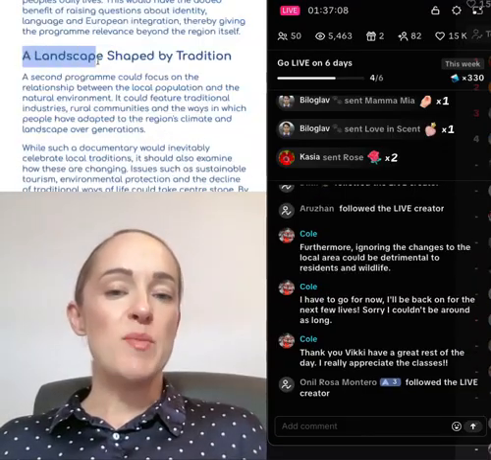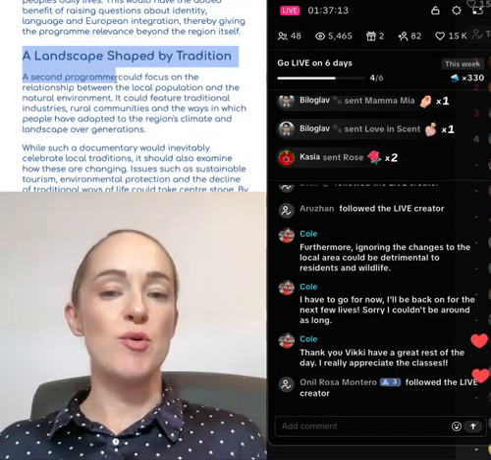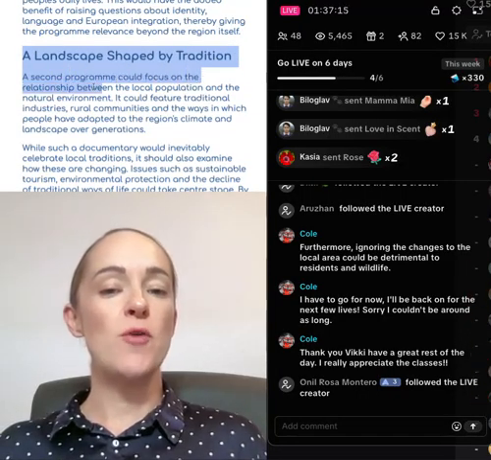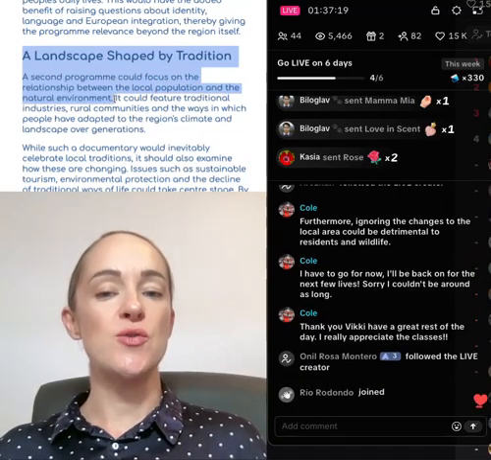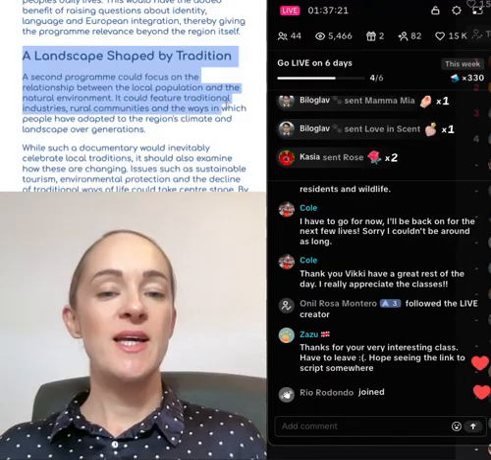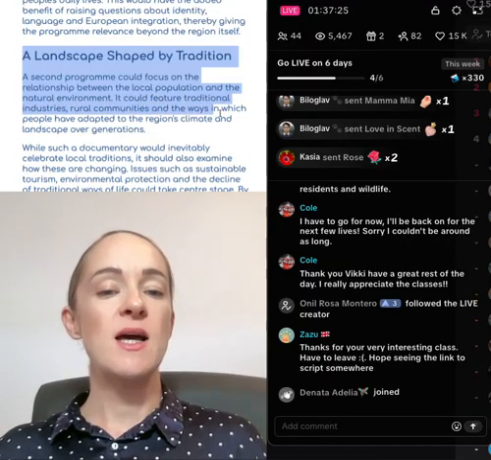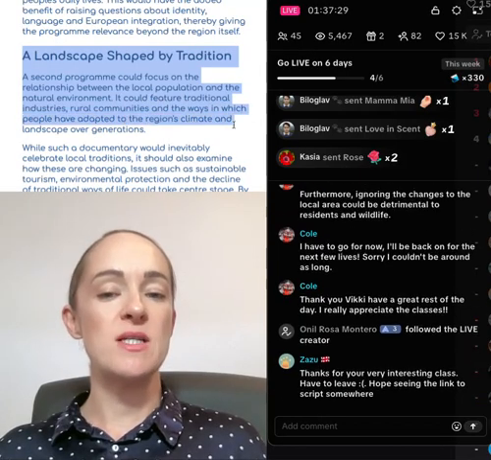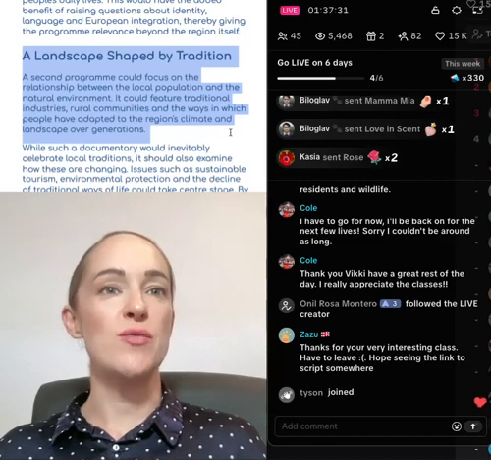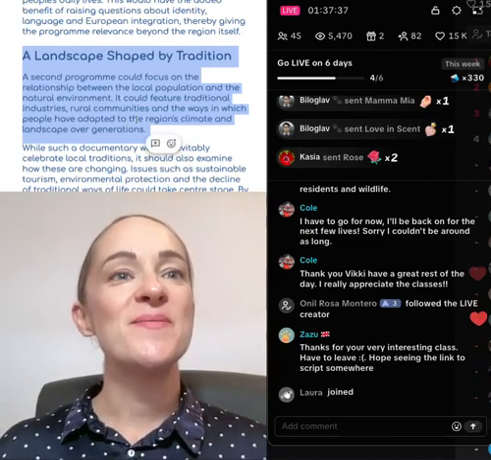A landscape shaped by tradition. A second programme could focus on the relationship between the local population and the natural environment. It could feature traditional industries, rural communities, and the ways in which people have adapted to the region's climate and landscape over generations.